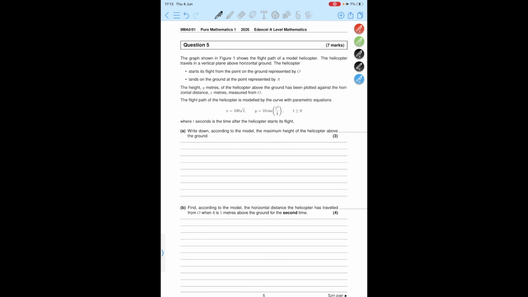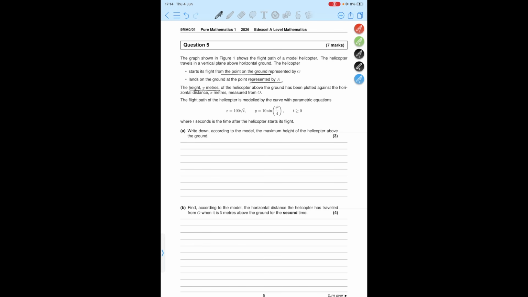So let's see what the question is saying. It travels on a vertical plane above horizontal ground. It starts its flight from the point on the ground represented by O and lands on the ground at the point represented by A. The height y meters of the helicopter above the ground has been plotted against the horizontal distance measured from O. So we've got parametric equations here, and we have to write down the maximum height of the helicopter above the ground. Because we're thinking about y, that's the height.